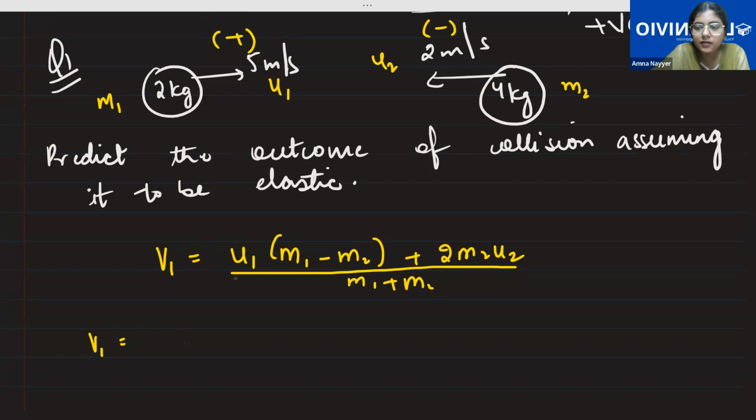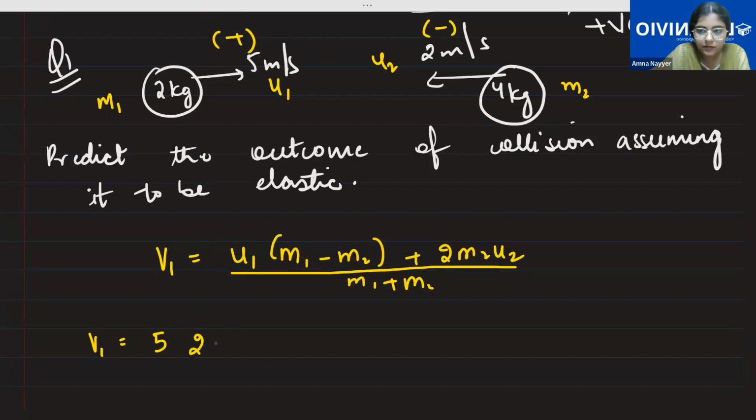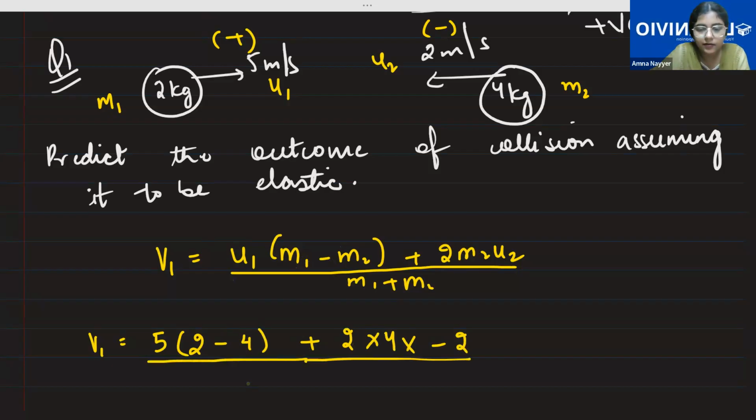The value of U1 is positive 5. Then M1 is 2 kg minus 4 kg, plus 2 into 4 kg into minus 2, and then divided by 2 plus 4.